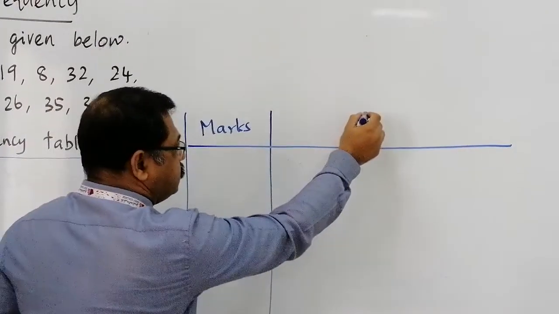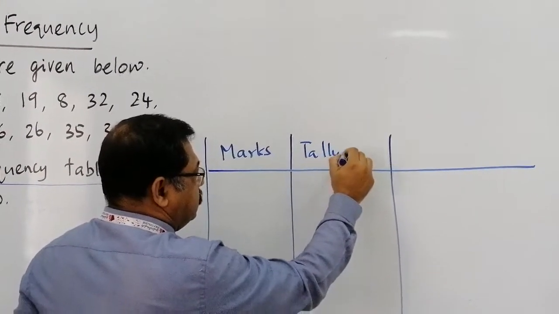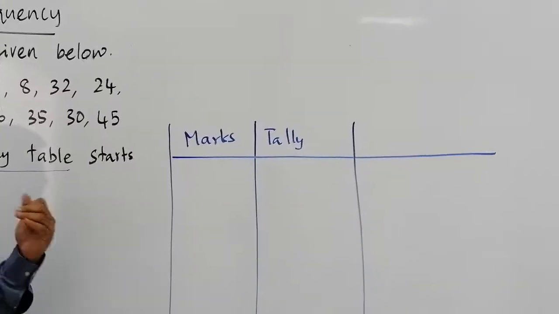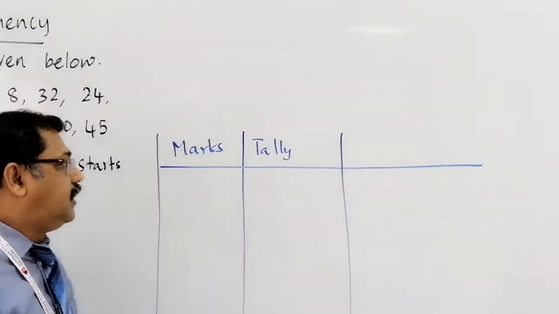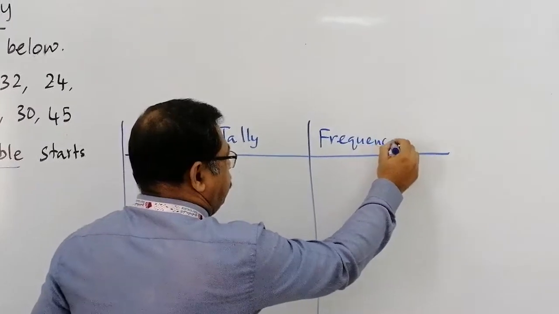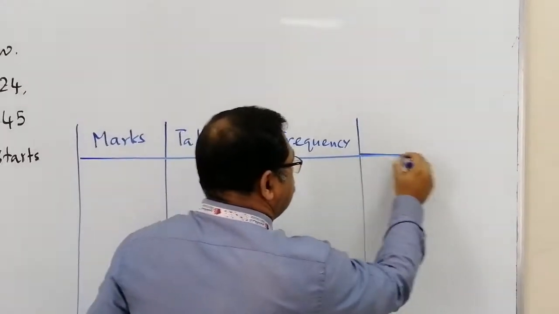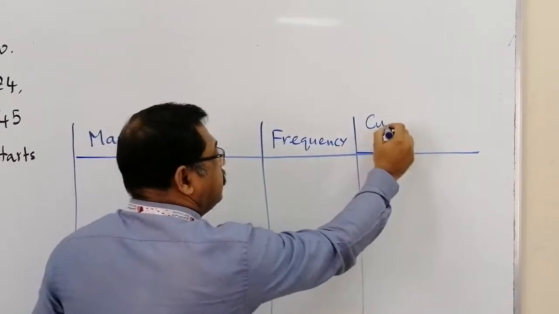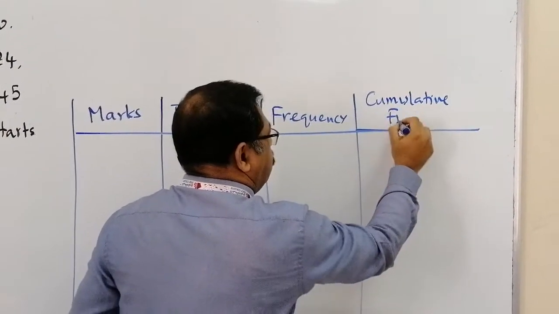The next column will be the tally marks. Tally marks means when in statistics we count the data, we represent it with tally. We will show you that. Then the corresponding frequencies. And the last column is the running total of frequency, that is cumulative frequencies.